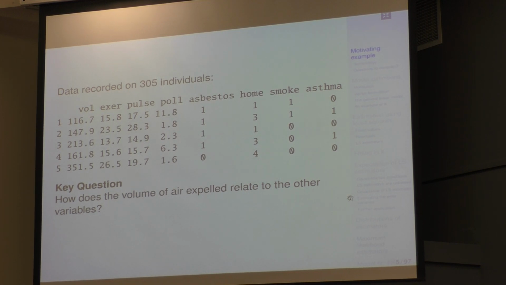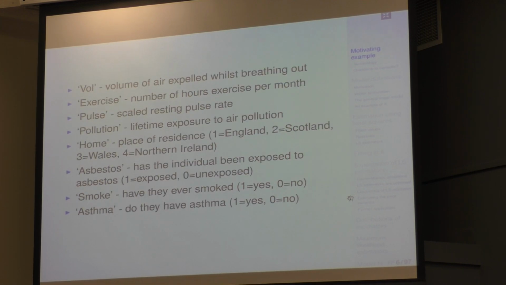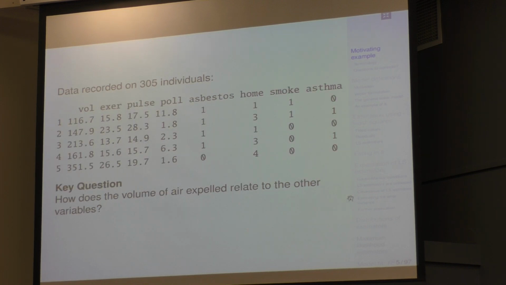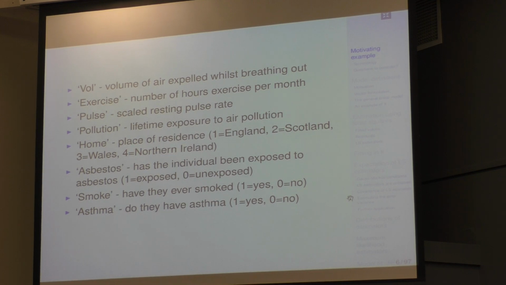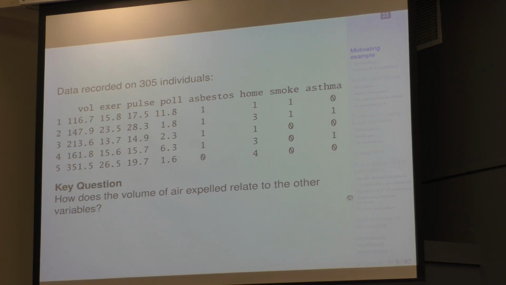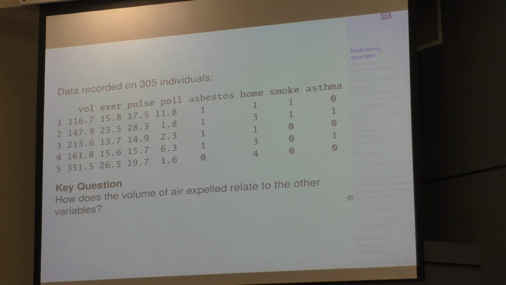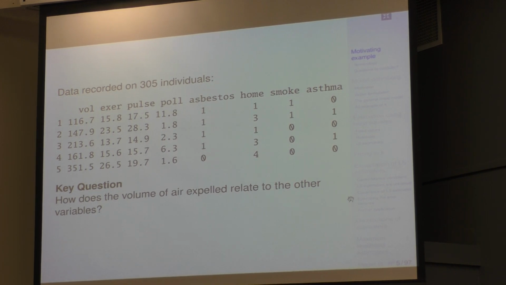So here there are various variables which are explained on the next page. You have the exercise, for example, the second, the third column, the exercise variable. It gives you the number of hours exercised per month for every person. Then you have the pulse rate. So it is suggested that the breathing will depend on the pulse rate, and it will depend on how much exercise you do and various other factors.